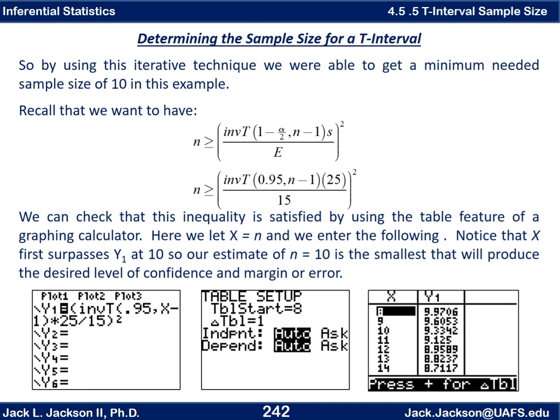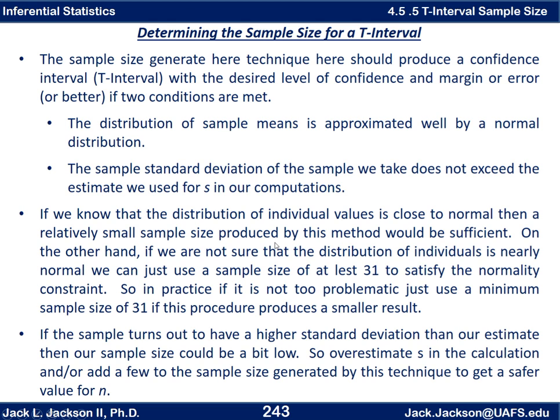Okay, and then to finish up, let's notice a couple of things. The sample size generated by this technique here should produce a confidence interval, a T interval, with the desired level of confidence and margin of error, or better, if the following two conditions, both of them, are met. First of all, the distribution of sample means must be approximated well by a normal distribution. So remember, that works fine if you're pretty convinced the original data is pretty much normal, or very close to it.